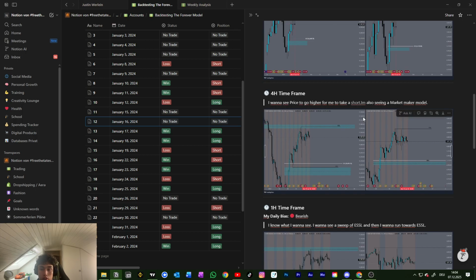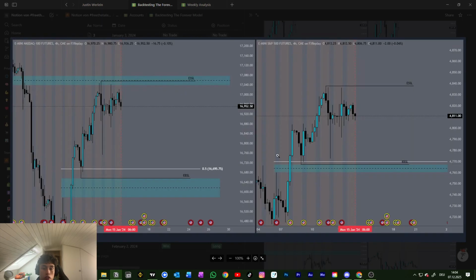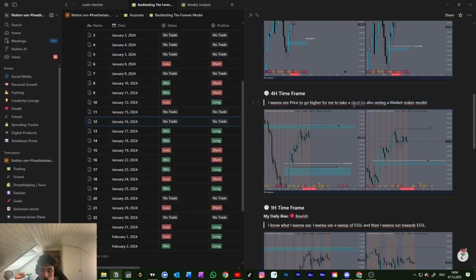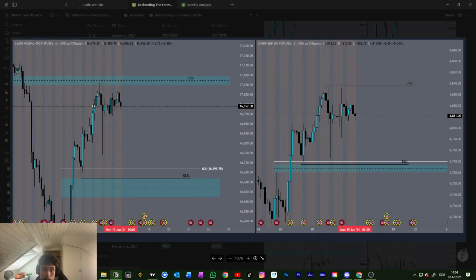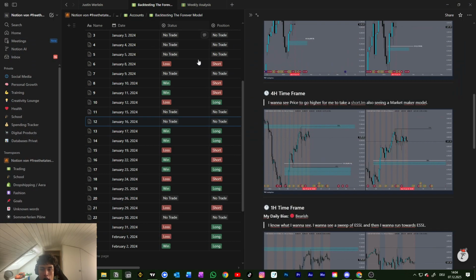Then on the 4 hour, I can see that we filled an inefficiency in the last days. So I don't really need price to rebalance, but this long wick usually wants to get filled. But I'll need to see what the market shows me. And we've been consolidating the last few days. That's also a big point.